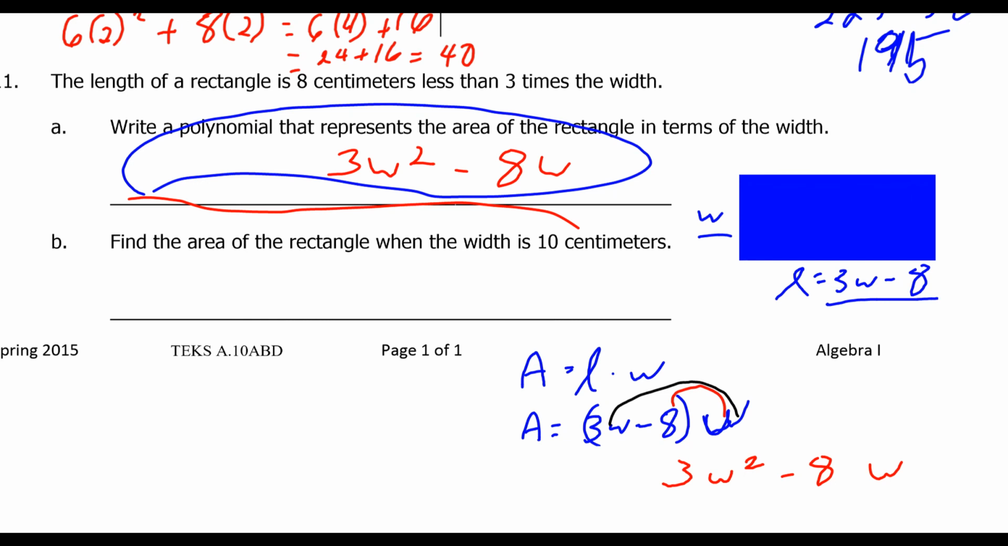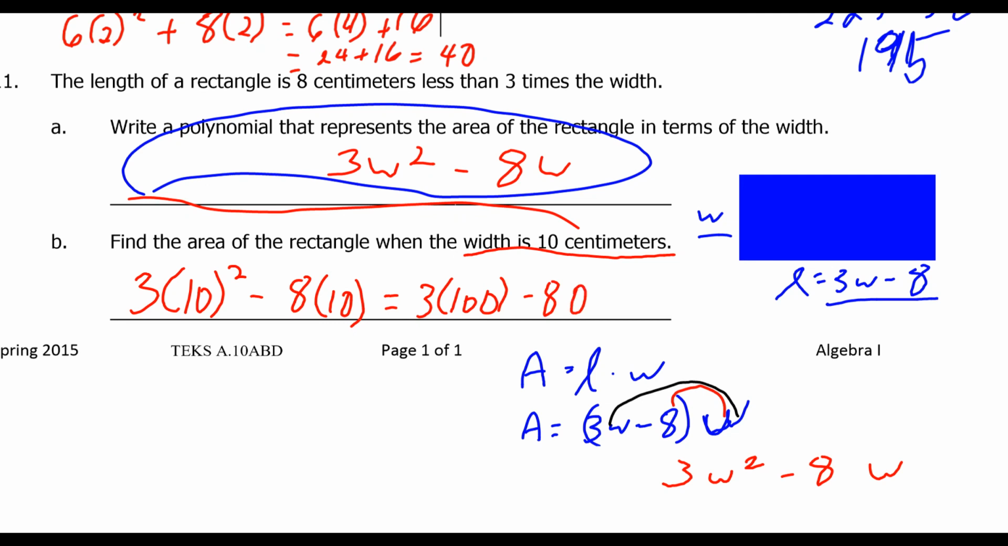Now it asks us to plug in a 10 for the width right here. So we're going to go 3 times 10 squared minus 8 times 10. So that's going to be 3 times 100 minus 80, which is 300 minus 80, which is going to be 220. There we go. 100 kilos.